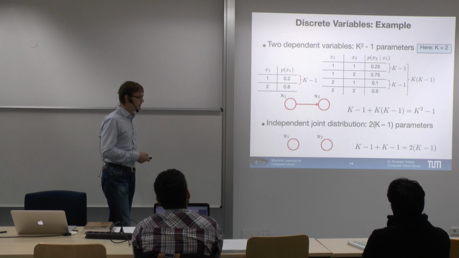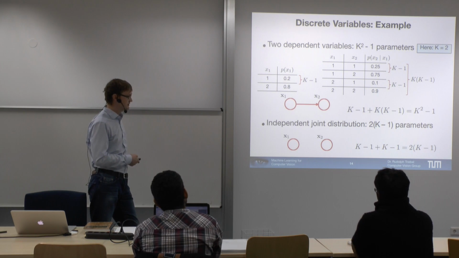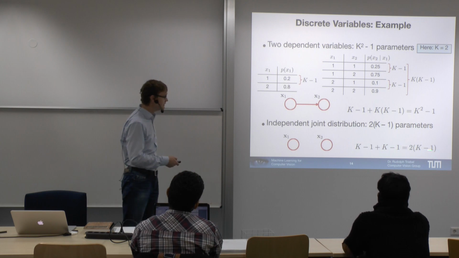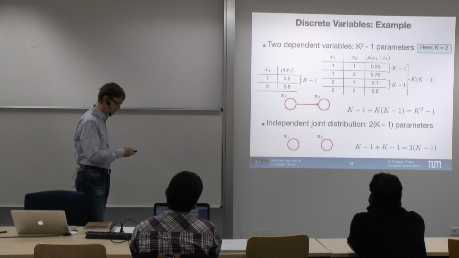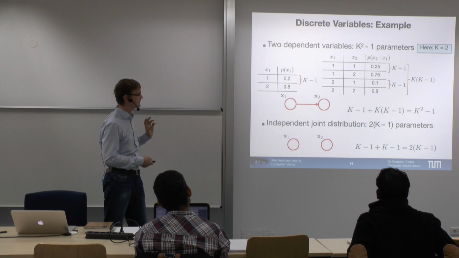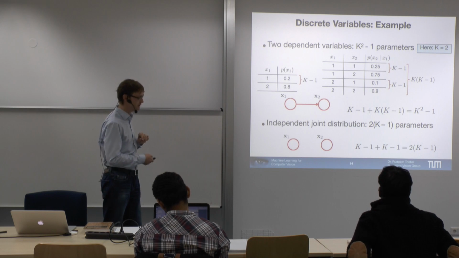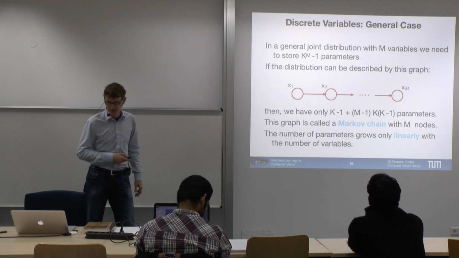In contrast, if we look at a graph that is completely not connected, with no dependency whatsoever, then we see that we need only 2 times k minus 1, which is much more efficient. So this kind of shows what it means to not have many arrows.